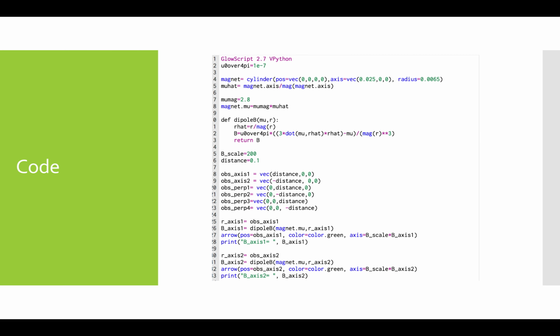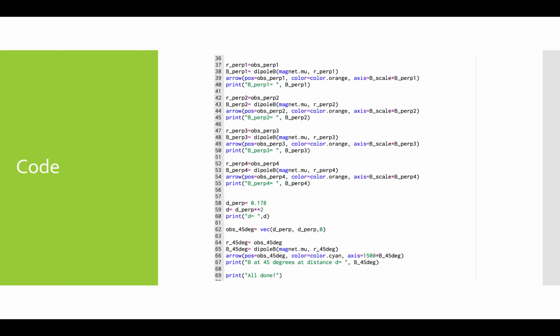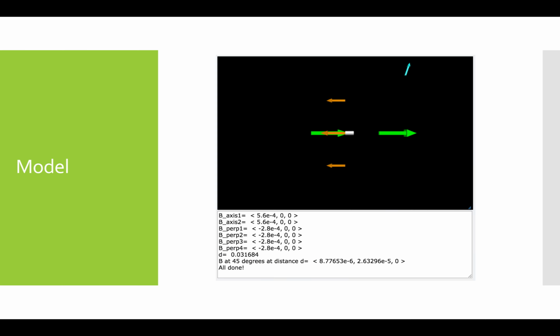So here's my code. We start by making the magnet and then the dipole, and assigning it to different axes. Then we go down further, and we do more axes, and then we get our result by doing B of the 45 degrees, which then gives us this model, which is fairly accurate.